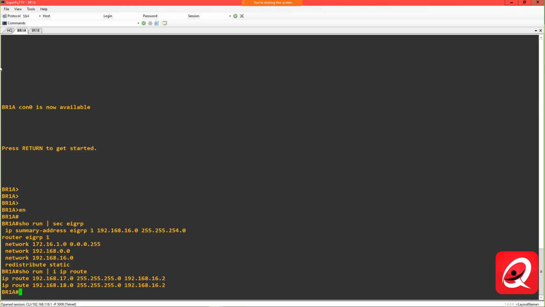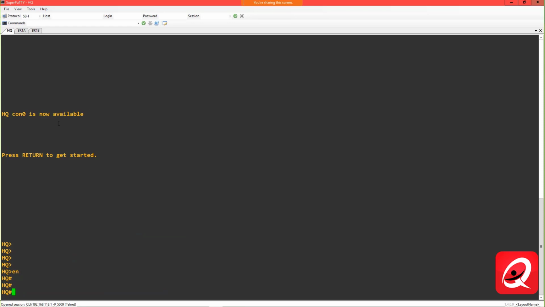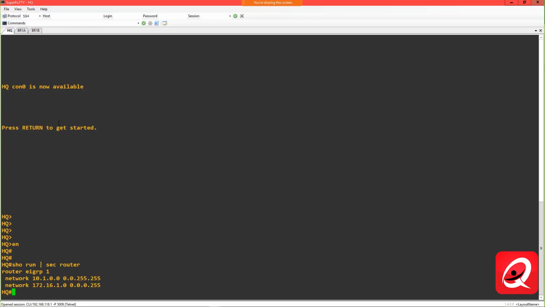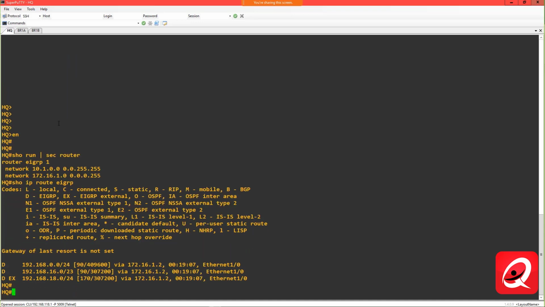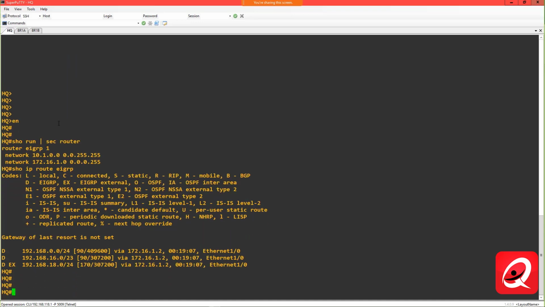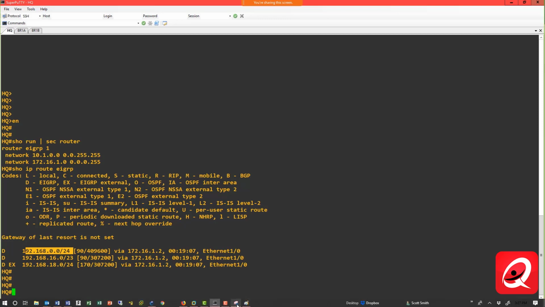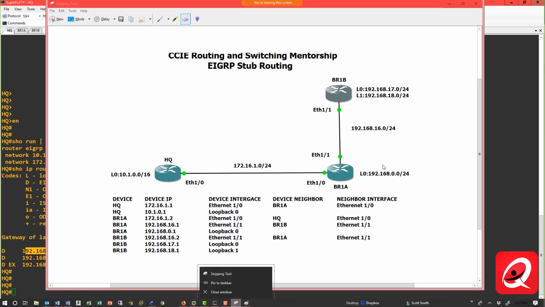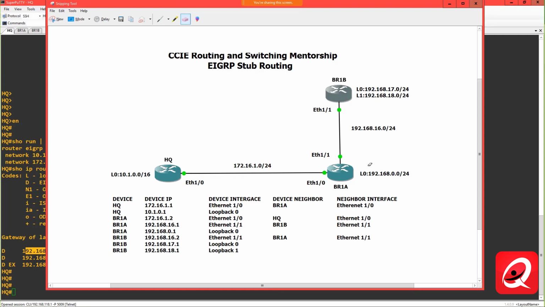All right, so let's go ahead and take a look at the configuration on HQ, show run, section router, and we can see it's pretty much a basic EIGRP config. We're running EIGRP on the loopback side as well as the Ethernet side. If I do a show IP route EIGRP, I should see most of those subnets. I certainly see the 0.0 subnet. Again, that is the loopback interface that sits behind BR1A here.